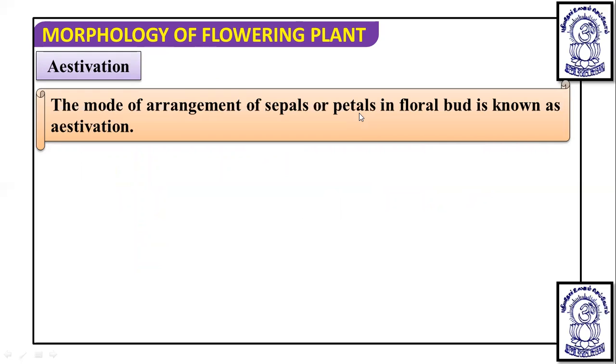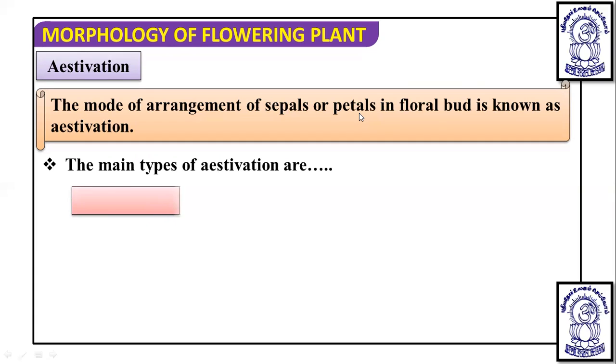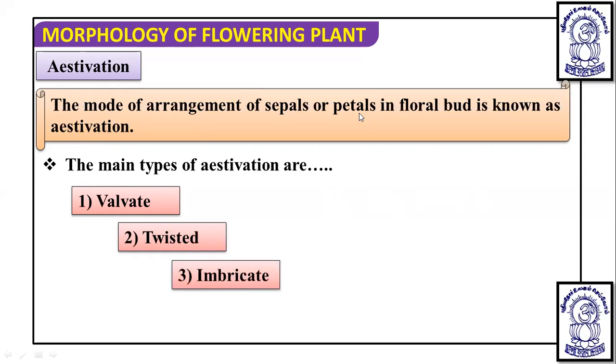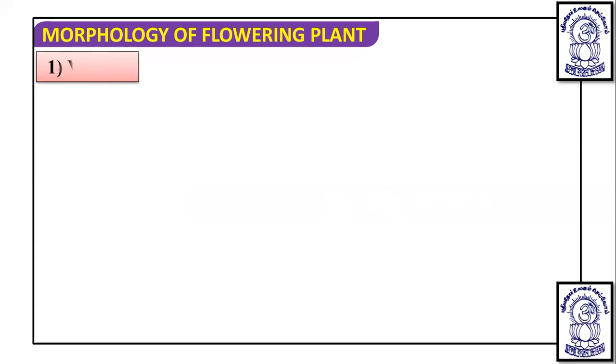It means how one sepal is arranged with another sepal, and how the petals are arranged with the petals. That we are going to understand in this estivation. The main types of estivation which are seen are valvate, twisted, imbricate, and vexillary. If you talk about all four types, the first one is the valvate.